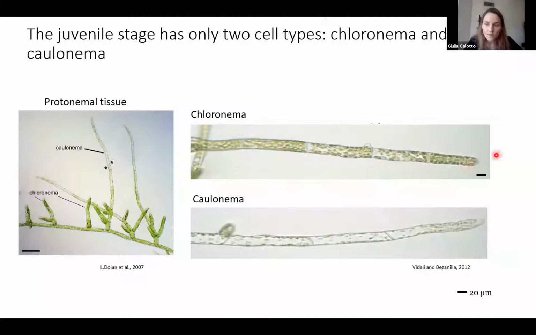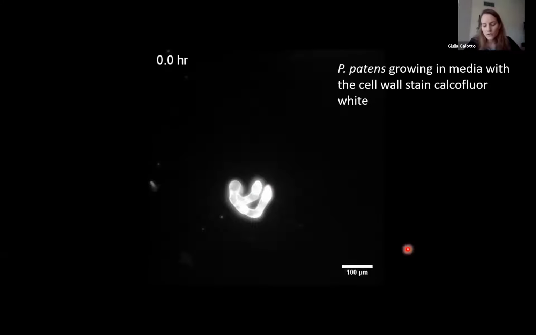The chloronema grow slower than caulonema. They have a higher number of chloroplasts and they have perpendicular walls. The caulonema grow faster. They have oblique walls and they have fewer chloroplasts. So here I have a video that shows how this plant grows, because this is a very peculiar mechanism. So I want to show it to you.